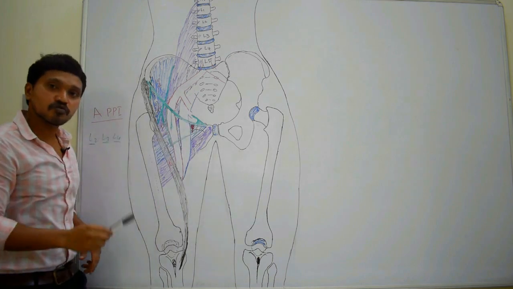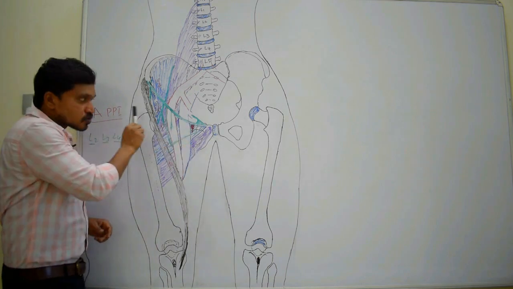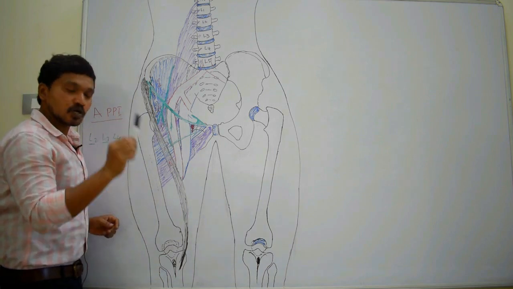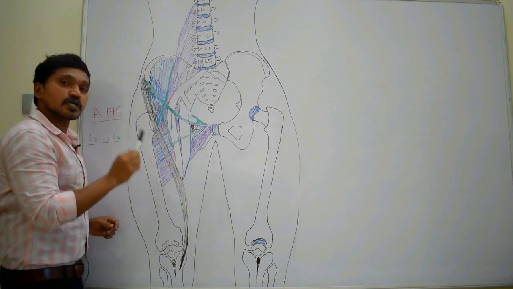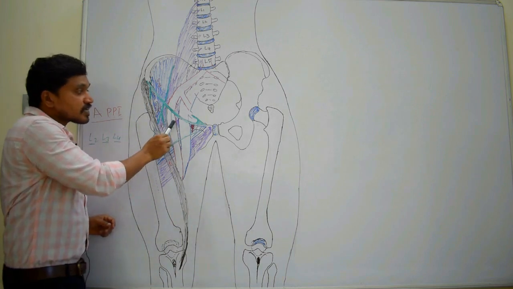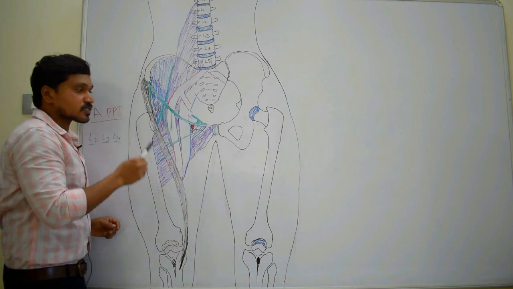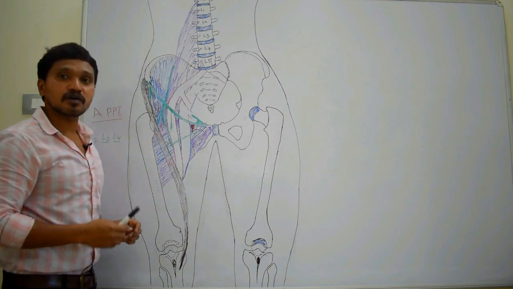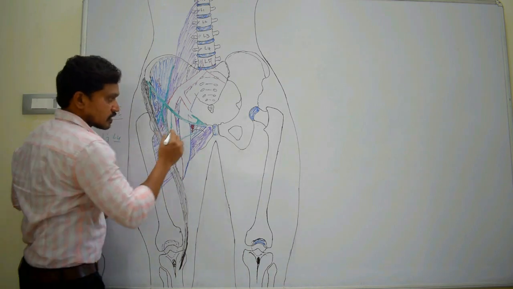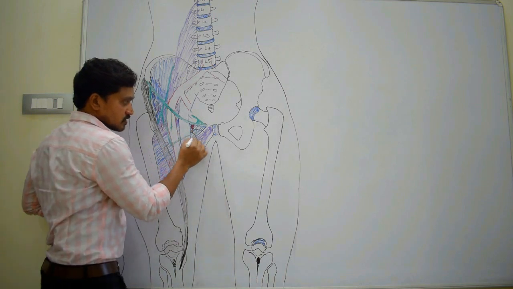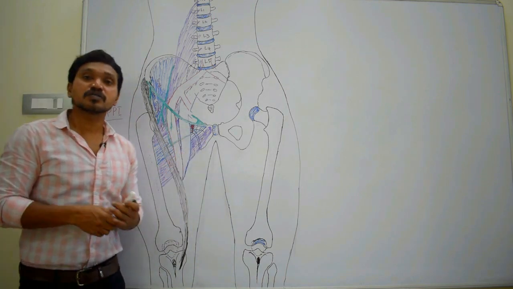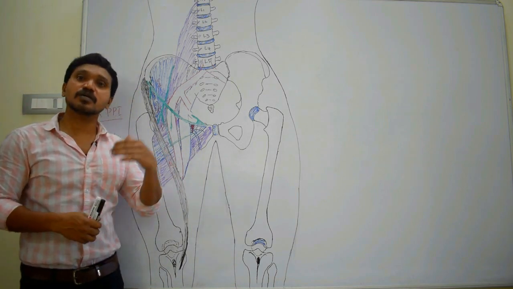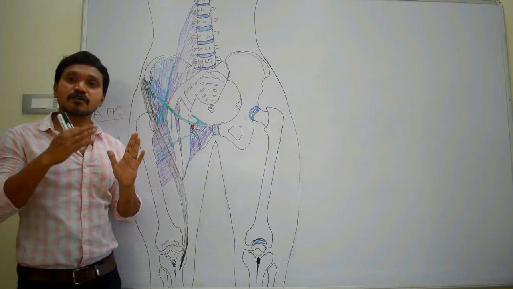Then roof. Roof is formed by skin, superficial fascia. Within the superficial fascia some structures are present. Those are superficial inguinal group of lymph nodes, superficial branches of femoral artery and corresponding veins, femoral branch of genitofemoral nerve, and terminal part of great saphenous vein. Here you can see the great saphenous vein. So these are the structures which are present in the superficial fascia. After that, deep fascia. These are the different boundaries.